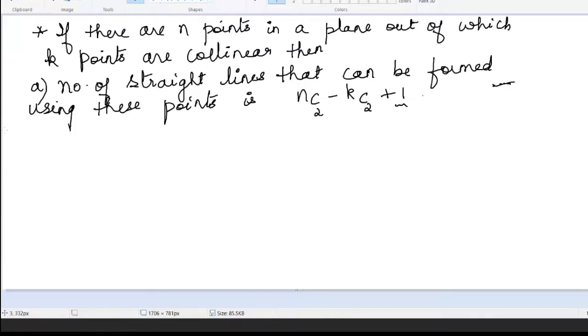Now the next question is the number of triangles that can be formed. To get a triangle, how many points do we require? 3. We get examples of number of triangles in 1 mark questions, Mubin, and there I will explain it to you. Okay, so the number of triangles that can be formed.